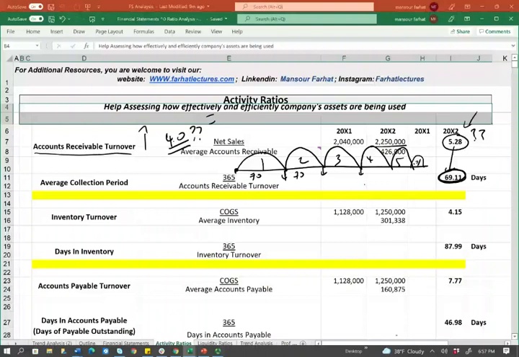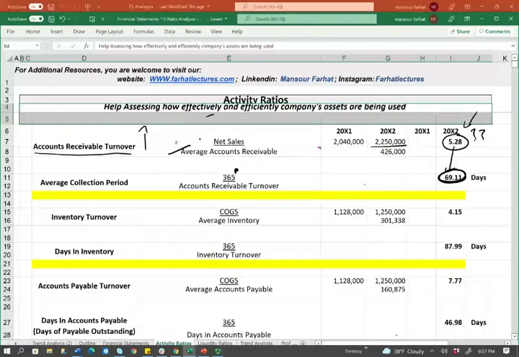Is this good or not good? We really cannot answer. We have to put it into perspective. Obviously, for average collection period, you want it to be low. Typically 30 days is a good thing, and lower is better. Why? Because it means you are collecting your money earlier. The sooner you can collect money, the sooner you have that cash for other activities. Again, from an auditor's perspective, if this number fluctuates a lot from year to year, you need to find out what's going on.